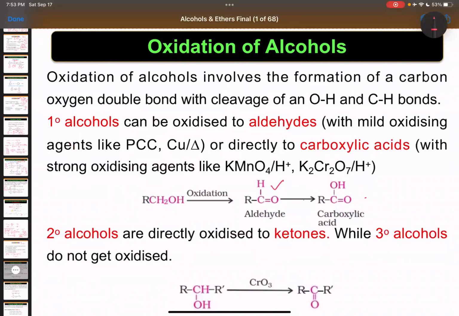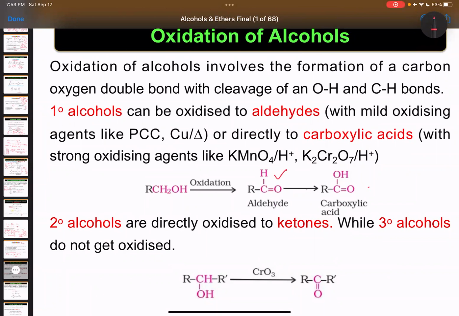Secondary alcohols get oxidized only to one level. They give a ketone. Ketones do not get oxidized normally, unless very strong conditions are used. So you will just end up with a ketone.